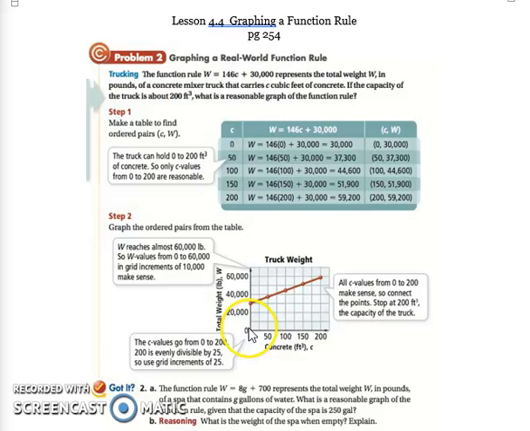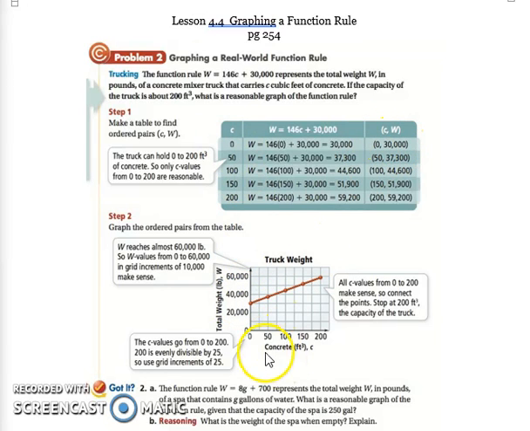So here they've counted by 10,000. They've only labeled the 20,000s, but they actually counted by 10,000. And here they actually counted by 25, but only labeled the 50s, which is fine. You can do it that way as long as it shows what you're counting by.